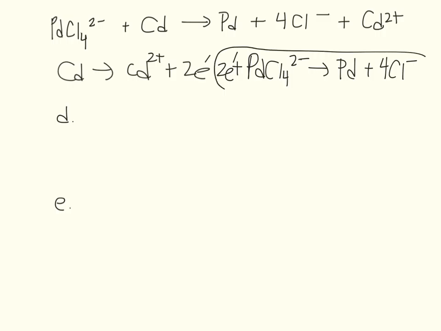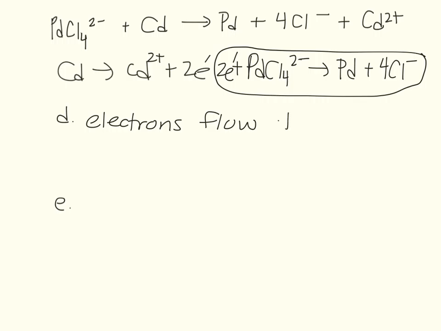Again, notice how in the second half reaction with the palladium, the electrons are being absorbed by the palladium ions to make that palladium ion turn into palladium metal. So the electrons in the wire flow towards palladium metal.